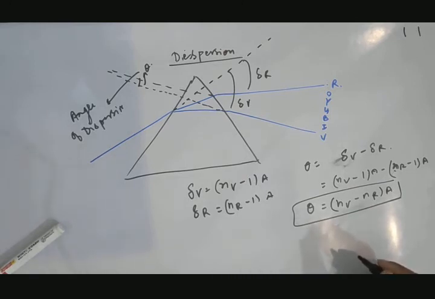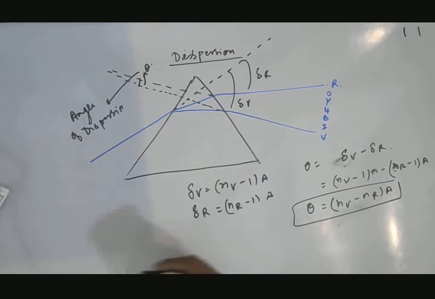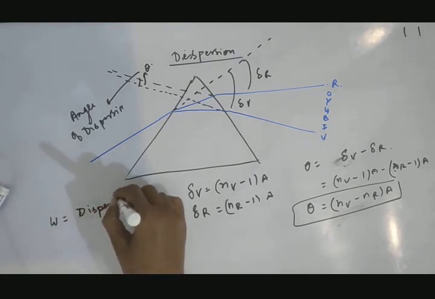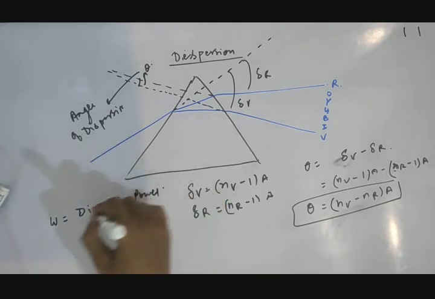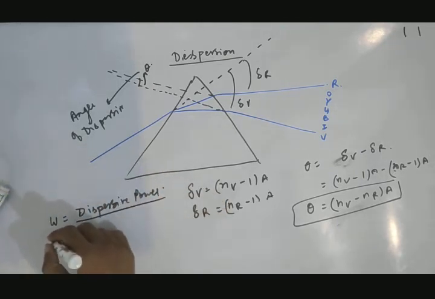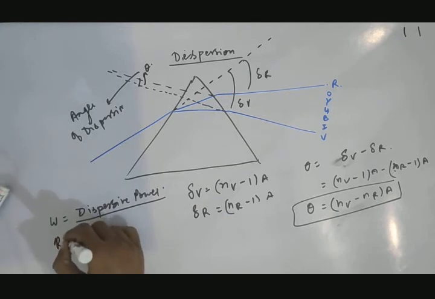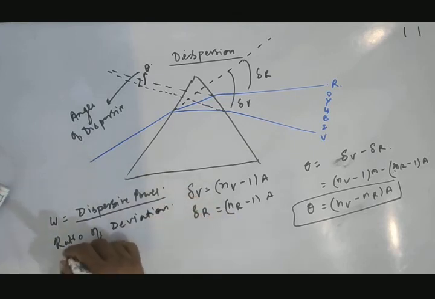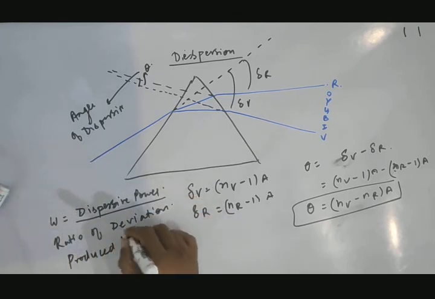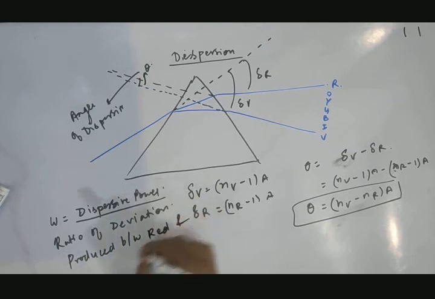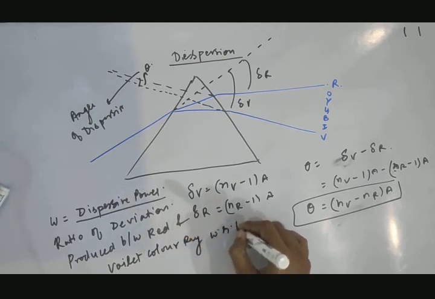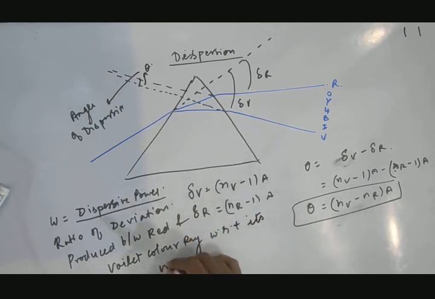Okay, this is how you need to proceed. Now we have our next topic. What do you mean by dispersive power? Omega represents the dispersive power. It is the ratio of the deviation produced between the red and violet color rays with respect to the mean color.